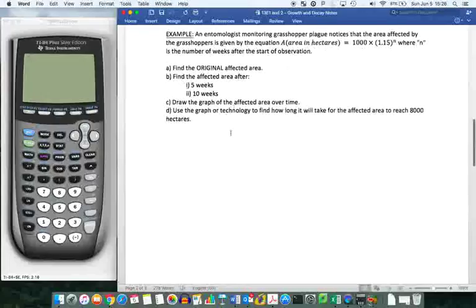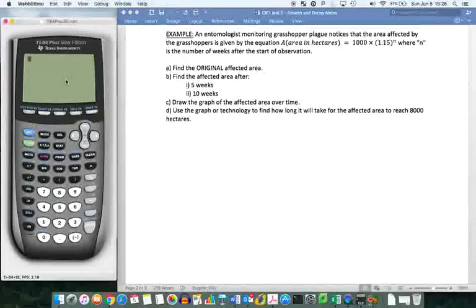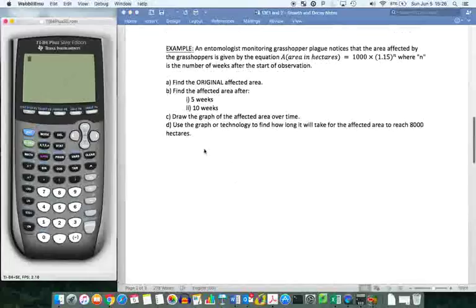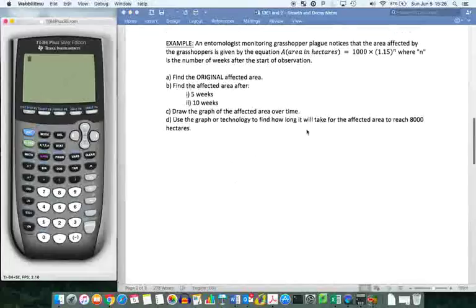I'm just going to get the calculator to do that. You would need to find a way to draw that on your page. I can give you tips on how to do that as well. Basically a substitution. And D: use the graph or technology to find how long it will take for the affected area to reach 8,000.